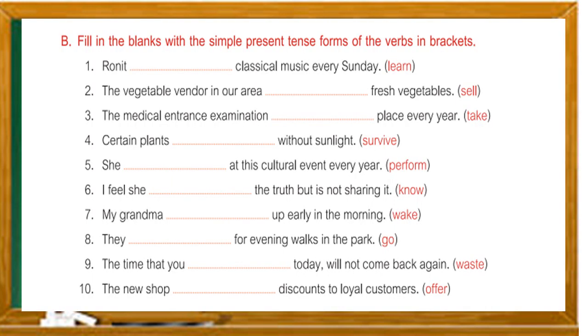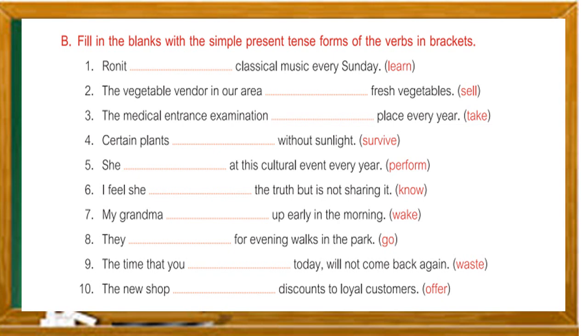Let's solve B main. Fill in the blanks with the simple present tense forms of the verbs in the bracket. So verbs are given in the bracket, children. Now you have to read the sentence carefully and you have to see whether the subject agrees with the verb or not. Okay, so let's begin.